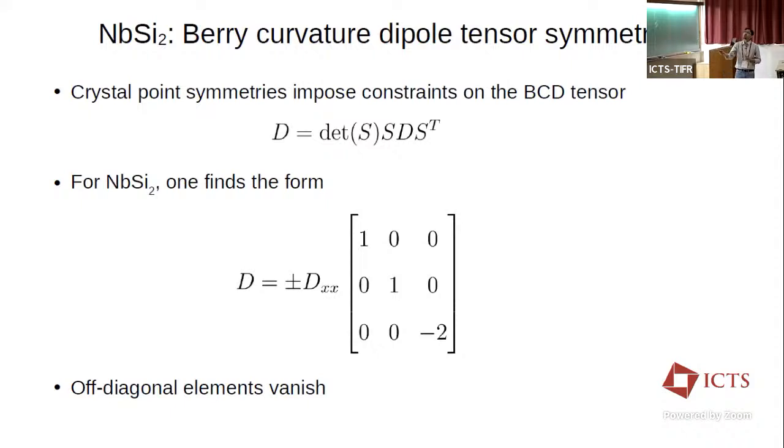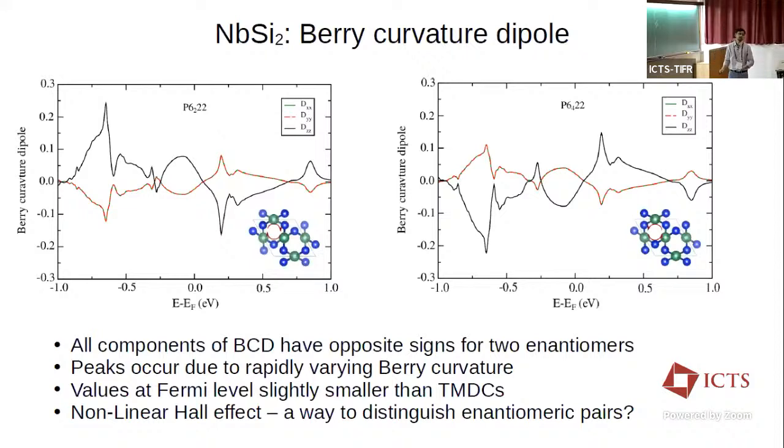Now we can do this analysis very simply for NbSi2 just by enumerating all the symmetries that the structure has and writing down the matrix representations of those symmetries. What one finds is that D should take a form like this. All the off-diagonal elements vanish and only the on-diagonal ones remain, with the constraint that dxx and dyy are equal and dzz is negative twice of the other two components. And then we can calculate this using our DFT calculations.